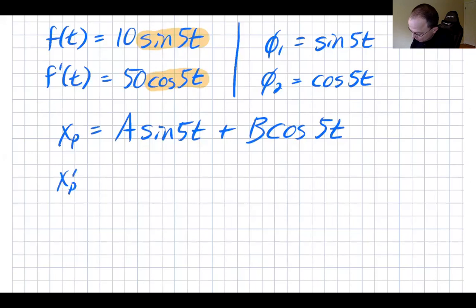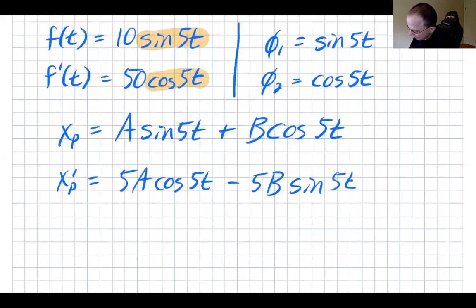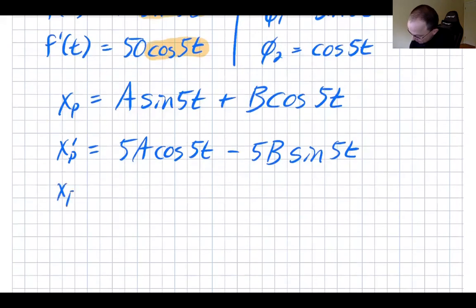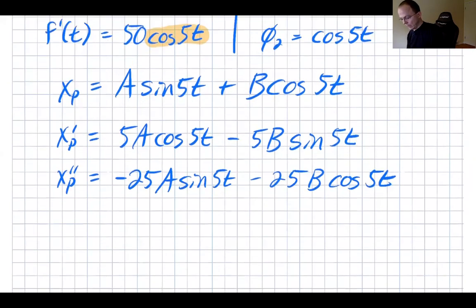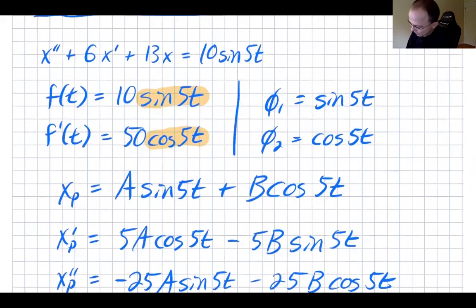So let's take some derivatives. 5a cosine 5t minus 5b sine 5t, and then negative 25a sine 5t minus 25b cosine 5t. Okay, so we have our derivatives. Now let's substitute those into our differential equation.